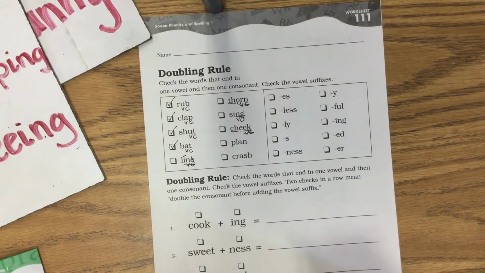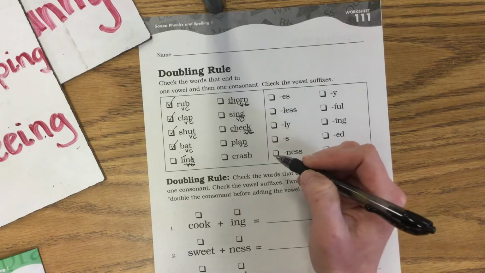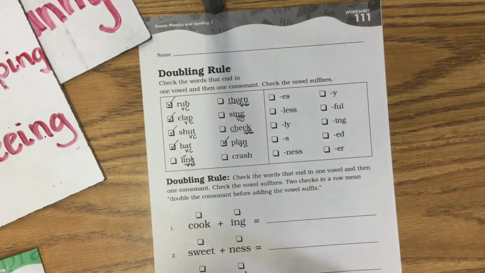We do not give it a check. The next one, plan. Is this a vowel followed by a consonant? Yes, it is. Give it a check.